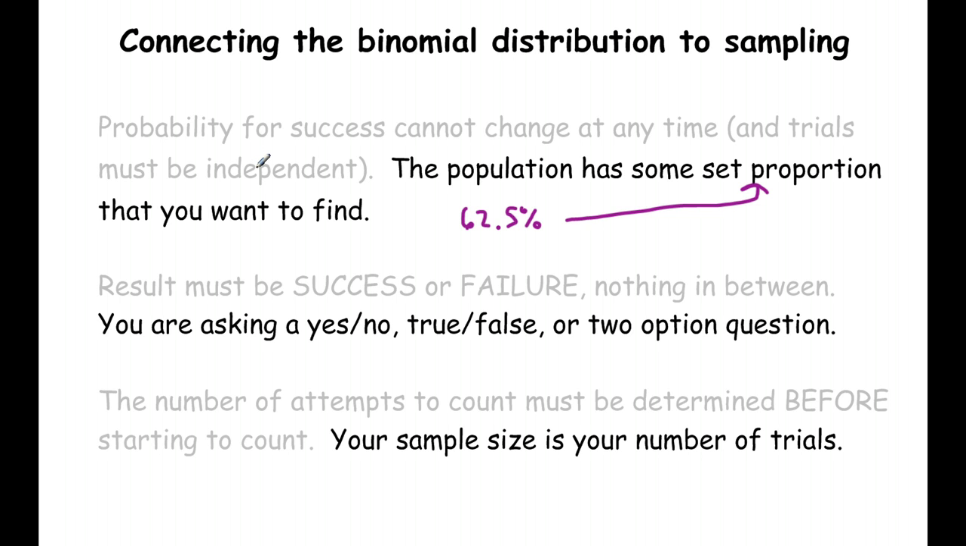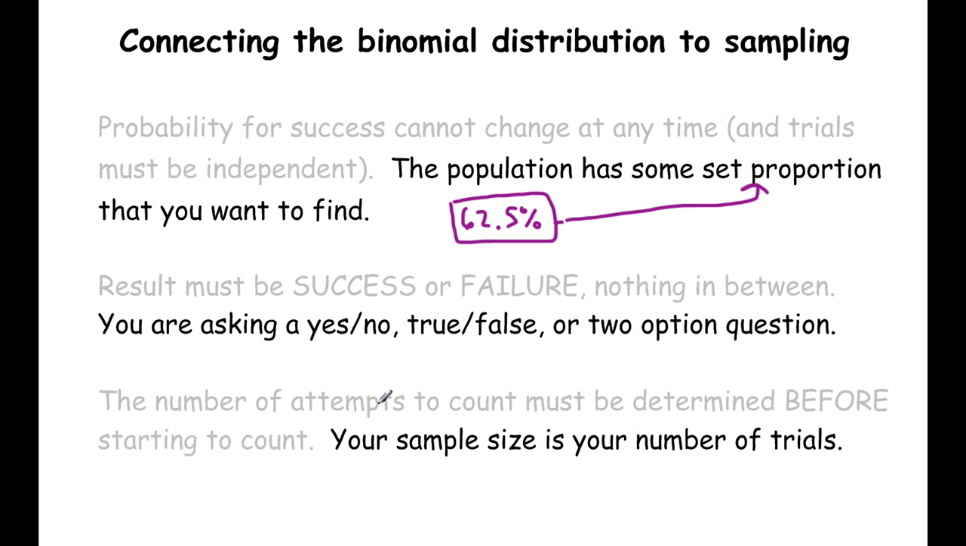Our goal whenever we're doing a sample is to try to figure out what this actual value is that represents the whole population, even though we don't know it. We're only going to ask a few people, and we're going to try to guess what that value is. Second thing is something must be success or failure, and nothing in between. As I kind of alluded to earlier, you need to come up with questions that have only two options, such as yes or no or true or false.